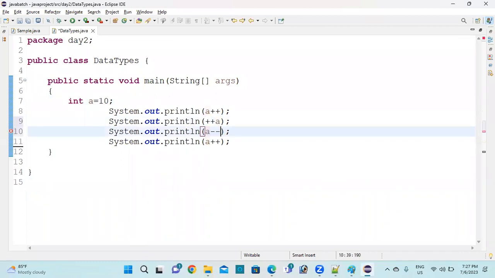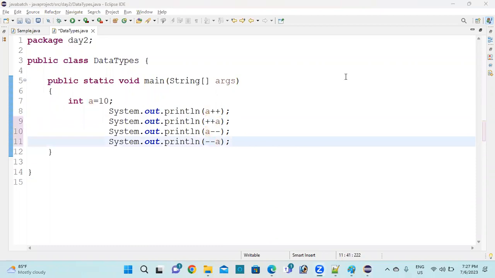What is your answer? Ruksar, please respond. 10, 11. Think properly.